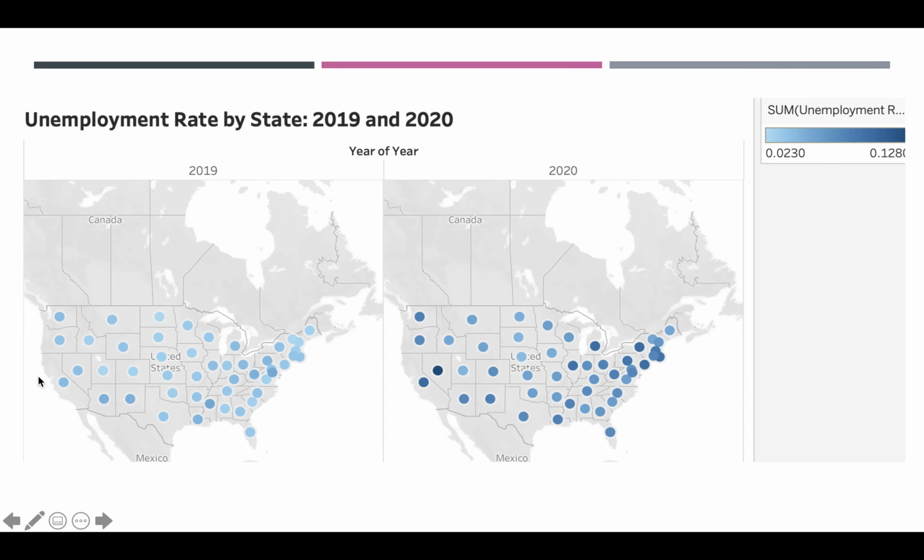And this visualization shows a comparison of the unemployment rate for 2019 and 2020 in all states. You can see that in 2019, the circles were much lighter, and as the unemployment rate starts to increase, the circles get much darker in the states that were affected by the pandemic. The states that were still lighter have not been affected as much.